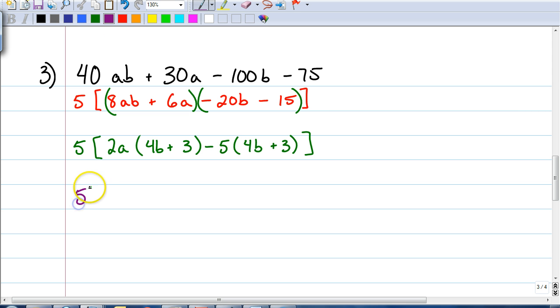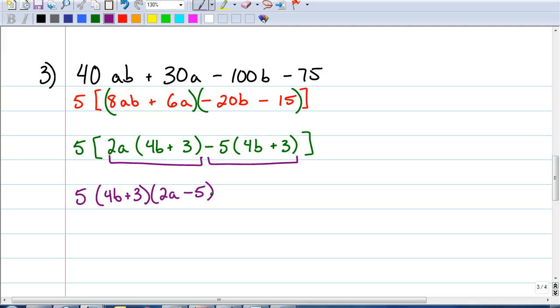And again, we're going to look at these as two separate terms to figure out what they have in common. So they both have a 4b plus 3. And we're left with a 2a from that first term and a minus 5 from the second term. There's no need for those brackets anymore because at this point I am done and this is my final answer.